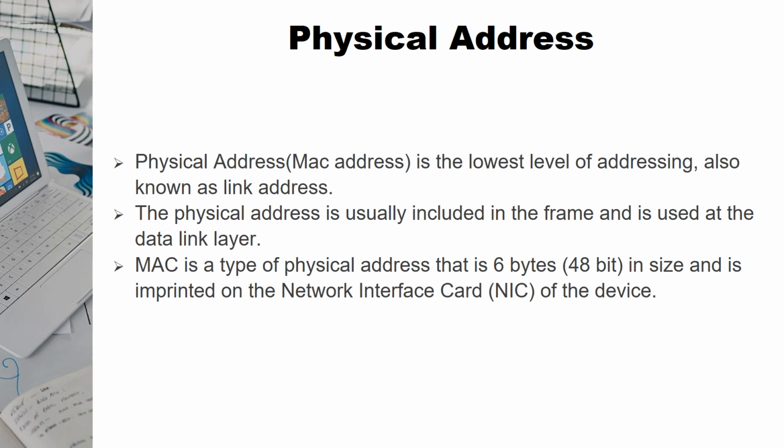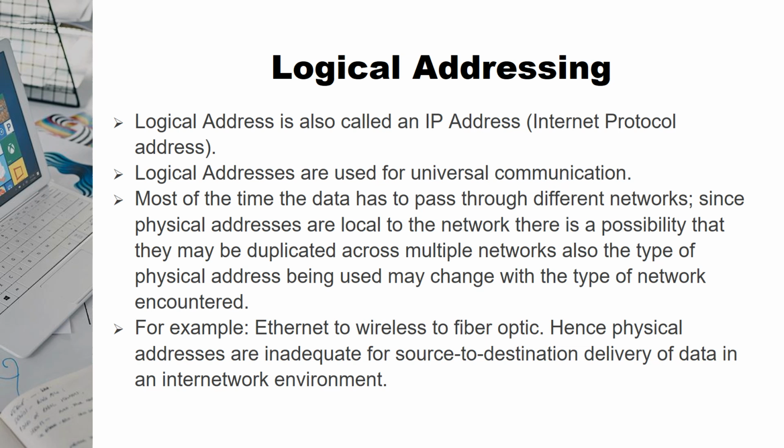Here we have physical addresses, which use MAC addresses to identify devices at the data link layer. The physical address is usually included in the frame and is used at the data link layer. A MAC is a type of address that is 6 bytes, 48 bits in size, and is imprinted on the network interface card device.